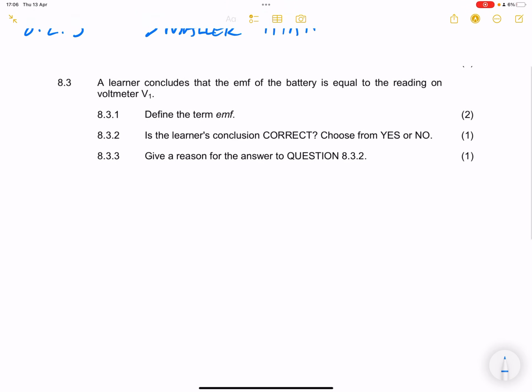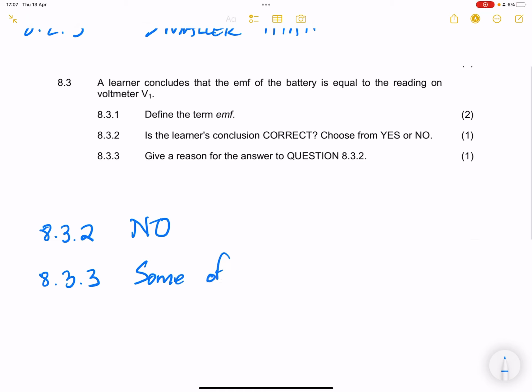Right. So they say, is the learner's conclusion correct? So obviously we know that for 8.3.2, that's simply going to be no. And they say, give a reason for your answer. And as I actually had said, the energy, or rather some energy, will be lost.